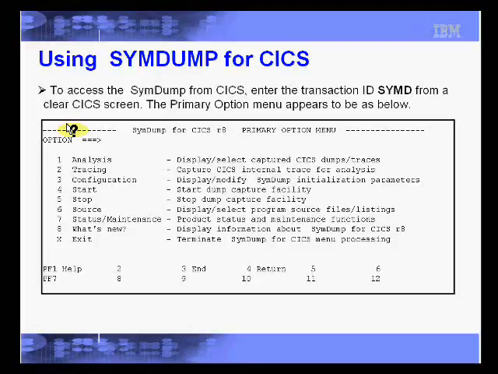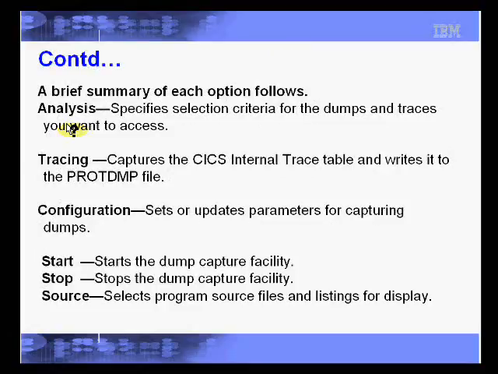The options that are used by system programmers are 2, 3, 4 and 5. Option 1 is available for application developers for event analysis, and 6 and 7 are used by application developers to view the source and maintain the event codes. Analysis option is used to select the dumps based on some criteria. Tracing captures the Kix internal trace table and writes it to the prot DMP file.